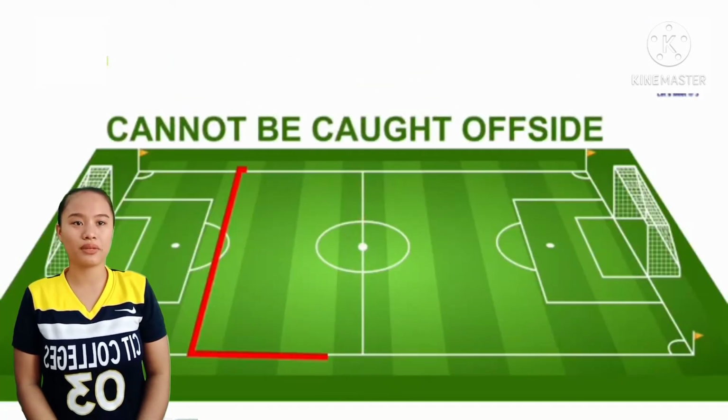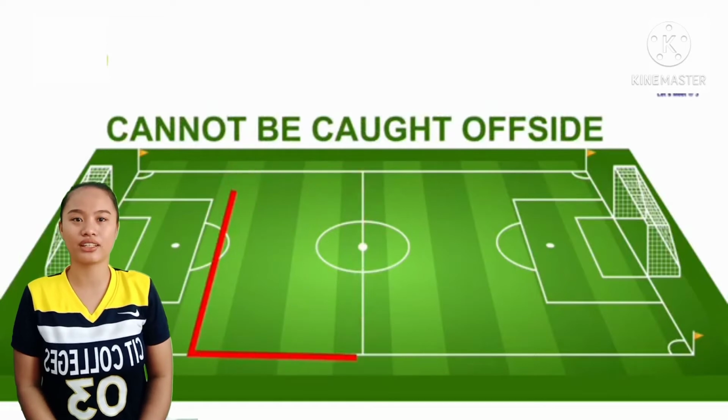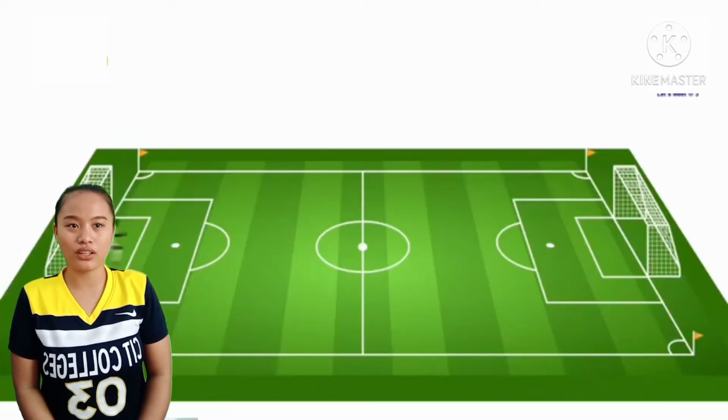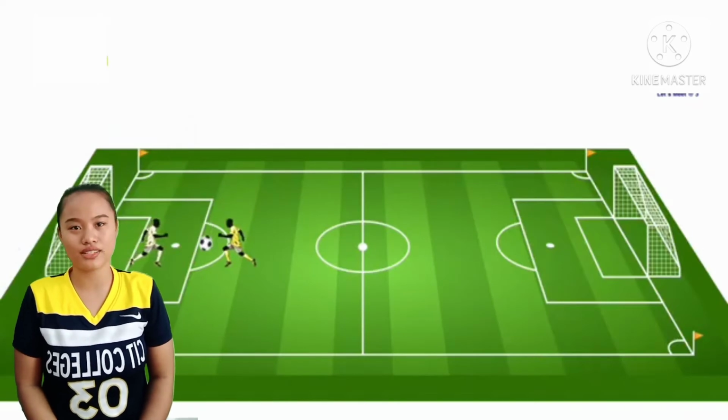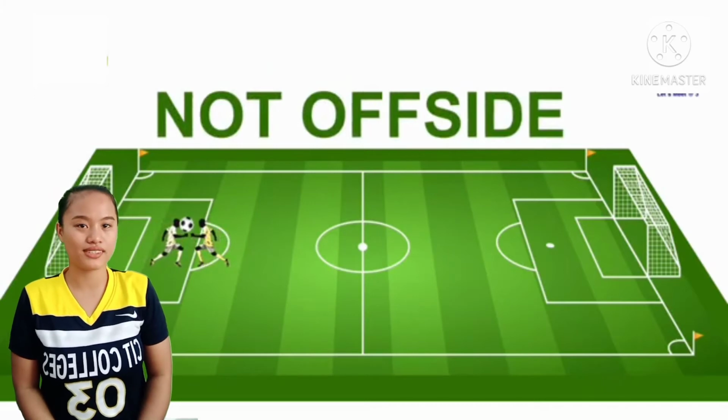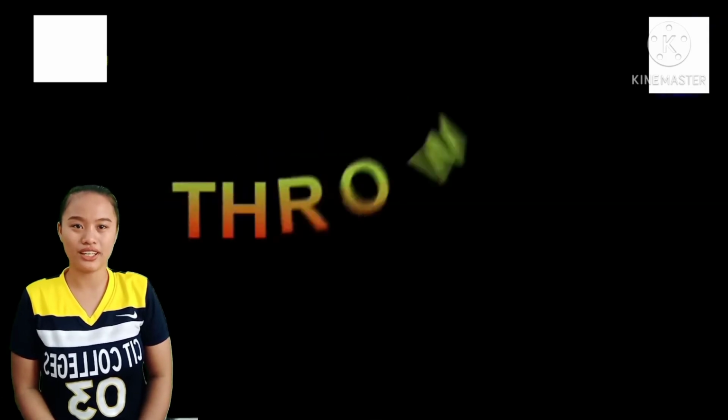A player cannot be caught offside in their own half. The goalkeeper does not count as a defender. If the ball is played backward and the player is in front of the last defender, then he is deemed to be not offside. Throw-in.